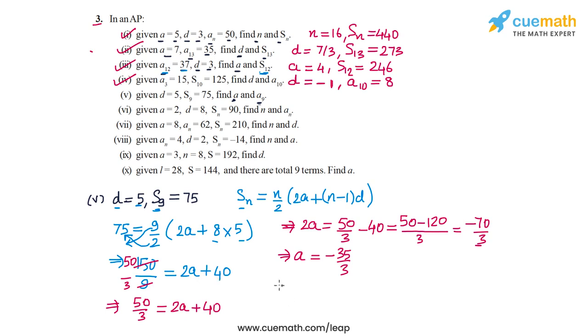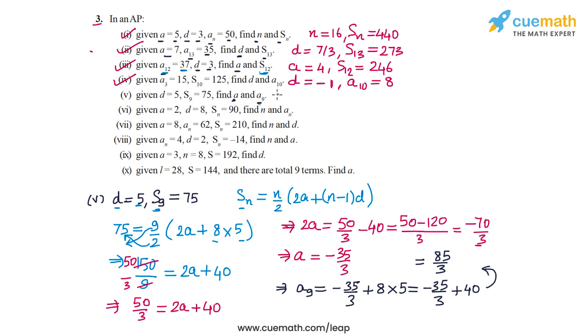And now using this we can also find the value of a9, the 9th term. So that will be equal to a plus n minus 1 d. So minus 35 by 3 plus n minus 1 is 8 into d is 5. So this will be equal to minus 35 by 3 plus 40. And if we take the LCM, we get minus 35 plus 120 by 3. So this will be equal to 85 by 3. So 85 by 3 is the value of a9, the 9th term.